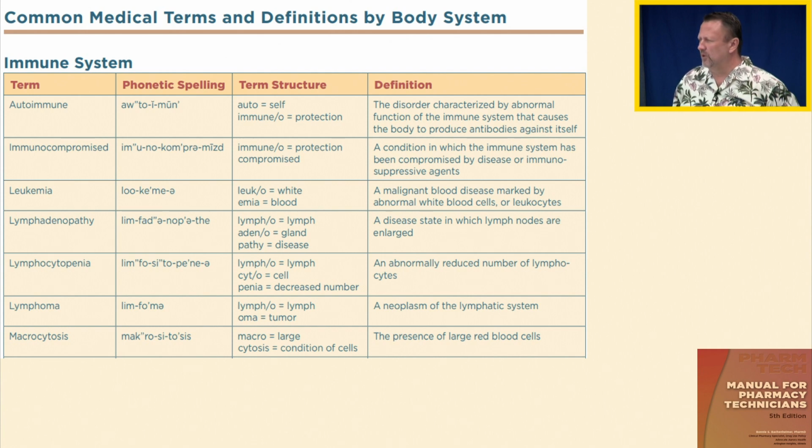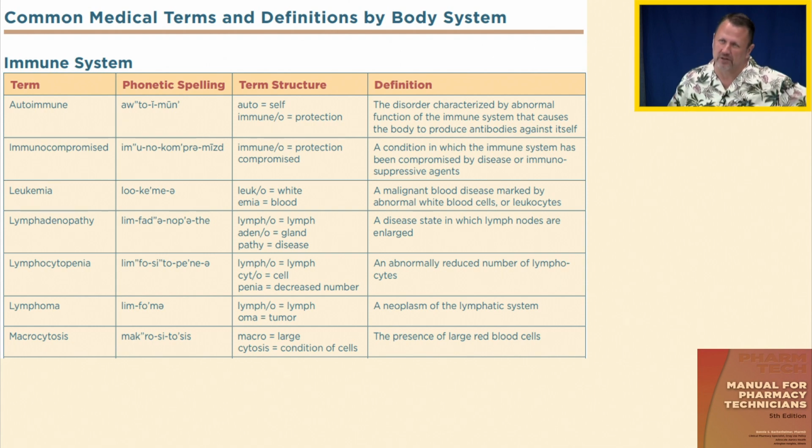We'll talk about autoimmune. Those are disorders where the immune system will attack the host, the body. Immunocompromised means the immune system is compromised. Leukemia is a type of cancer of too many white blood cells. We'll go into more detail with that. Lymphadenopathy is when the lymph nodes are enlarged, and we want to know whether that's painful or not. Lymphocytopenia means too few lymphocytes. Lymphoma is a type of cancer of the lymphatic system.